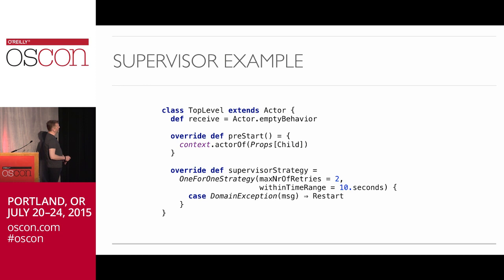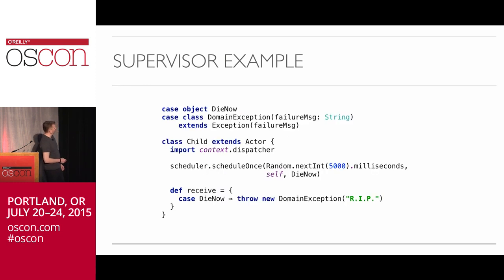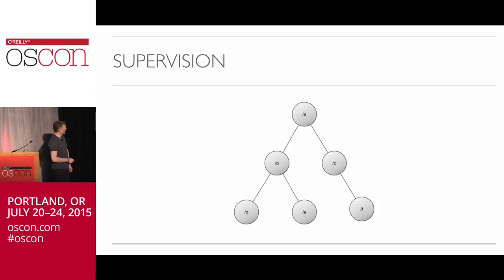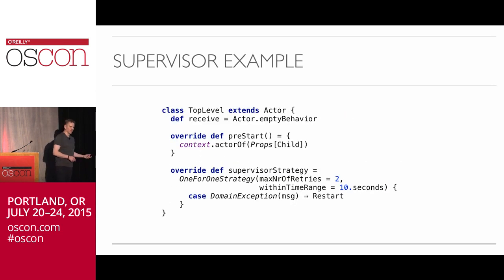The other thing to notice here is there's this one-for-one strategy. So going back to this hierarchy idea, you have the choice of saying, all right, if one of these two actors dies, D or E, and B gets that exception, it can say, hey, restart all the children. So the other alternative to one-for-one strategy is all-for-one. Generally, one-for-one is what you'll use by default unless you have a really good reason to say, all right, all of you just go away and do something else.